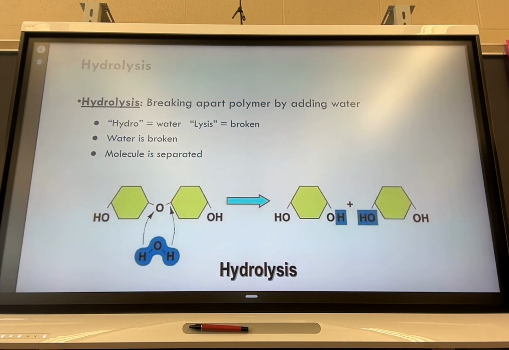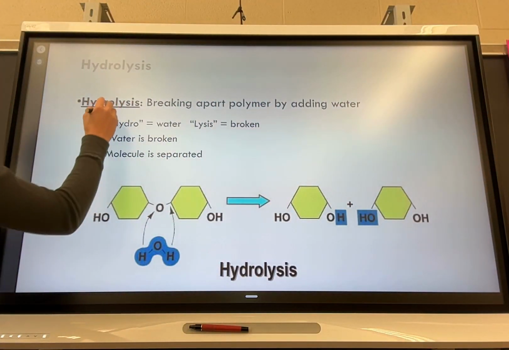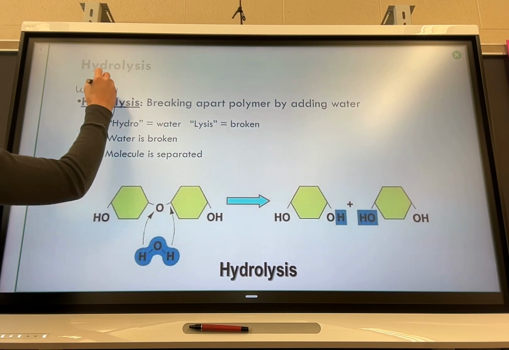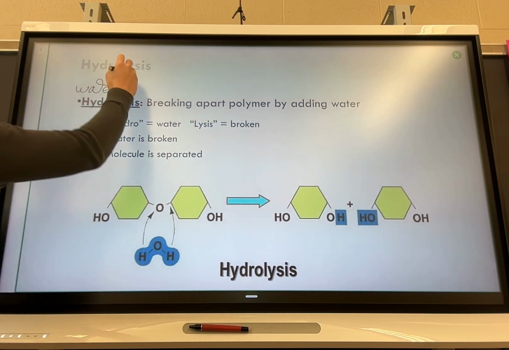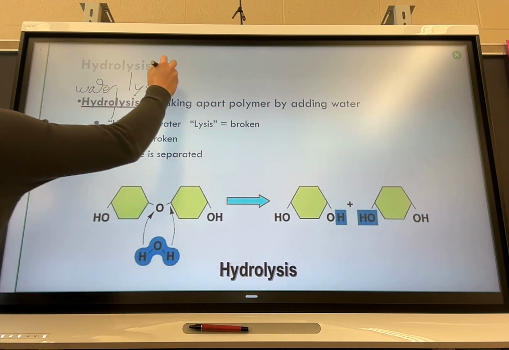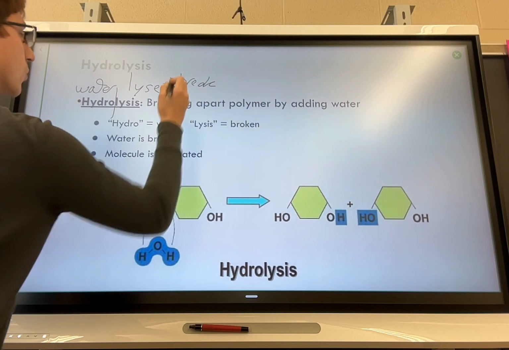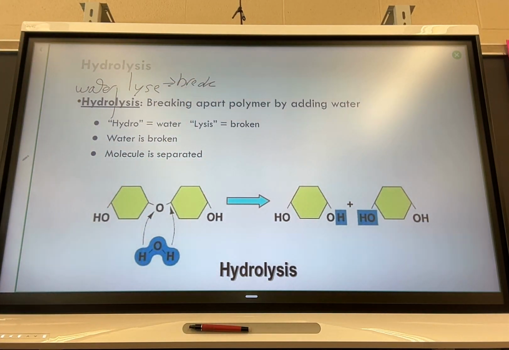Now, on the other hand, if we want to take it apart, we have to add water. So this process is called hydrolysis. Hydro means water. Lyse, L-Y-S-E, as opposed to the insects. Lyse means to break or to split. So in this case, we are breaking with water. We are breaking apart a polymer by adding water.